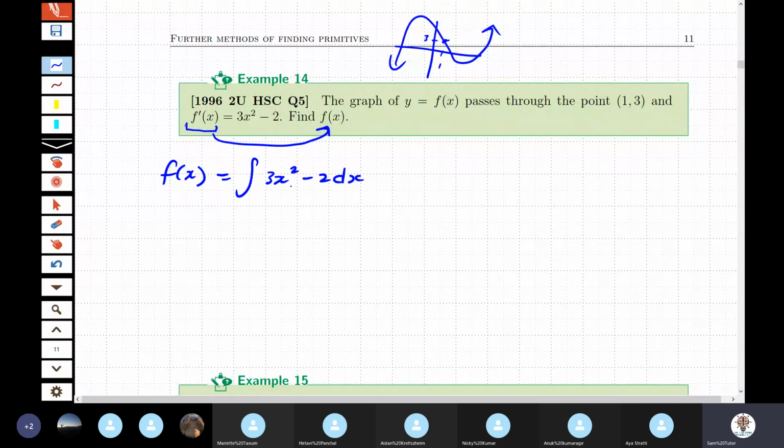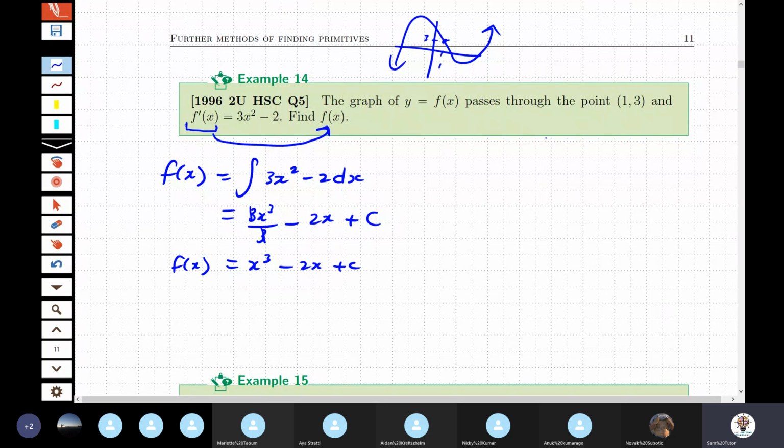Novak, what's the integral of 3x squared? Now you actually just follow your normal integration rules. So 3x cubed on 3, minus 2x, plus c. 3 and 3 cancels out. Now you know it's roughly x cubed take away 2x plus c. That's what f of x is.